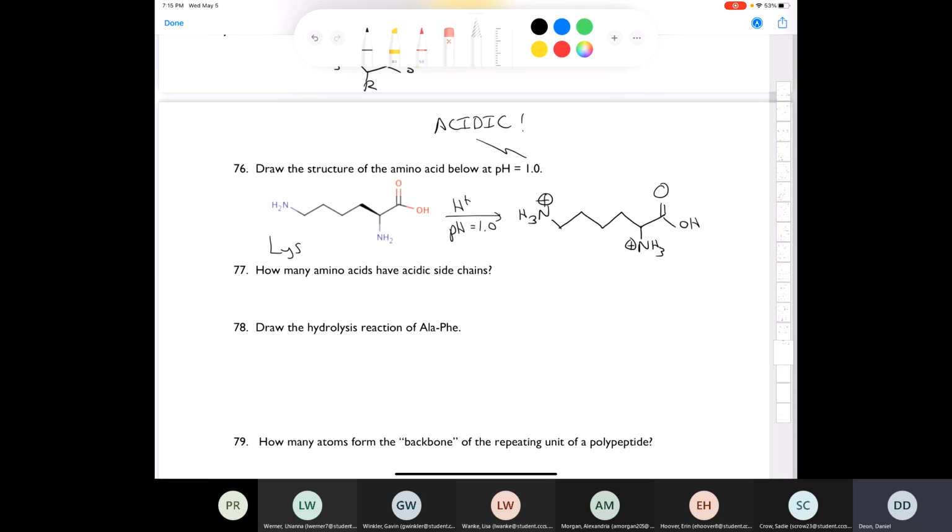How many amino acids have acidic side chains? There's only 2 of them. Aspartate and glutamate, or aspartic acid and glutamic acid. So aspartic acid, whose conjugate base is aspartate, which is this. And then glutamic acid or glutamate. Glutamic acid. Let's move on. What time is it? We don't have a lot of time left.